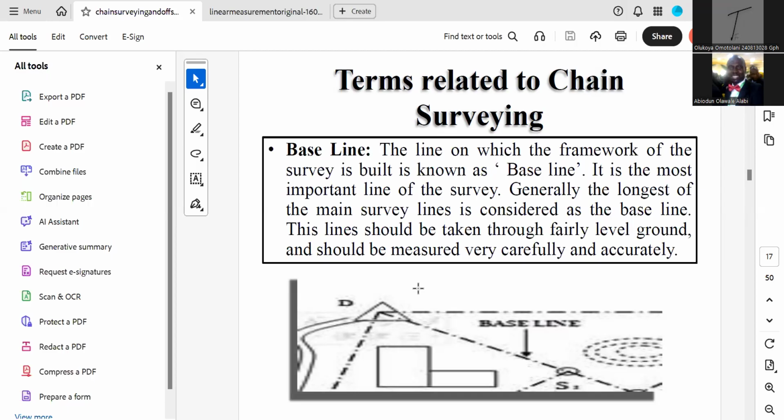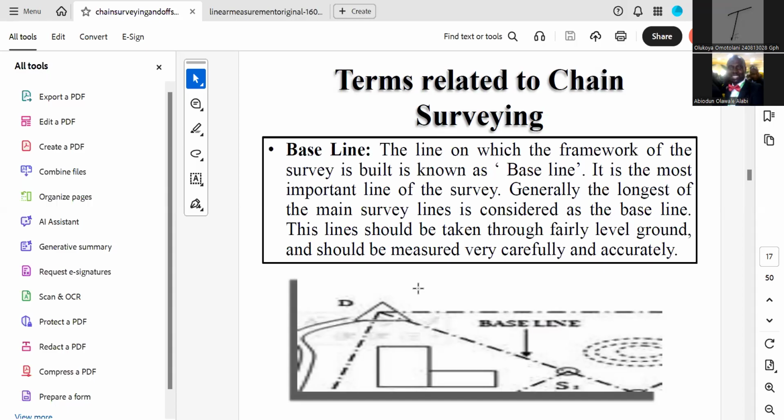Take notes. Generally, the longest of the main survey lines is considered as the baseline. So this special main survey line always passes through the area. It's not part of the survey lines that define the property. I hope I will see an illustration of this in this slide so that I can explain better.